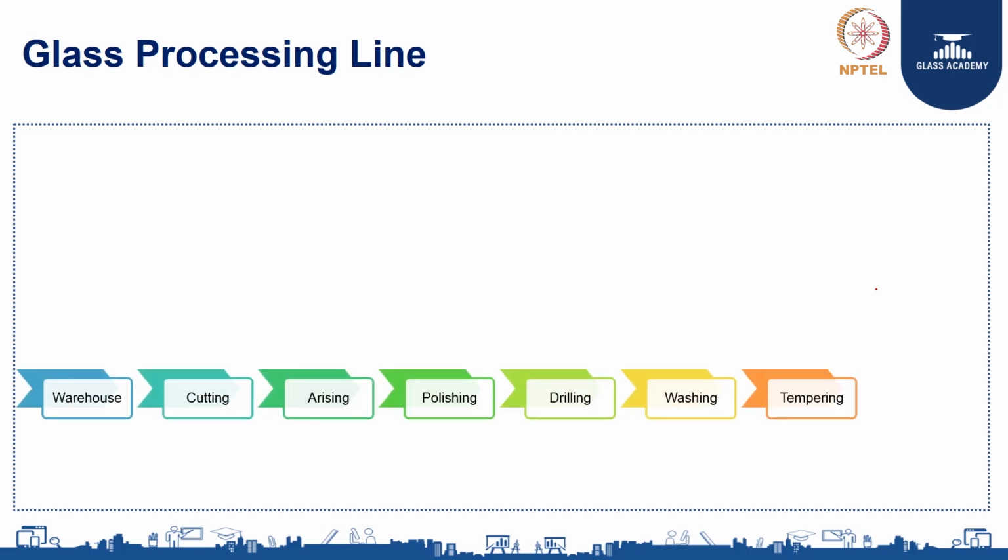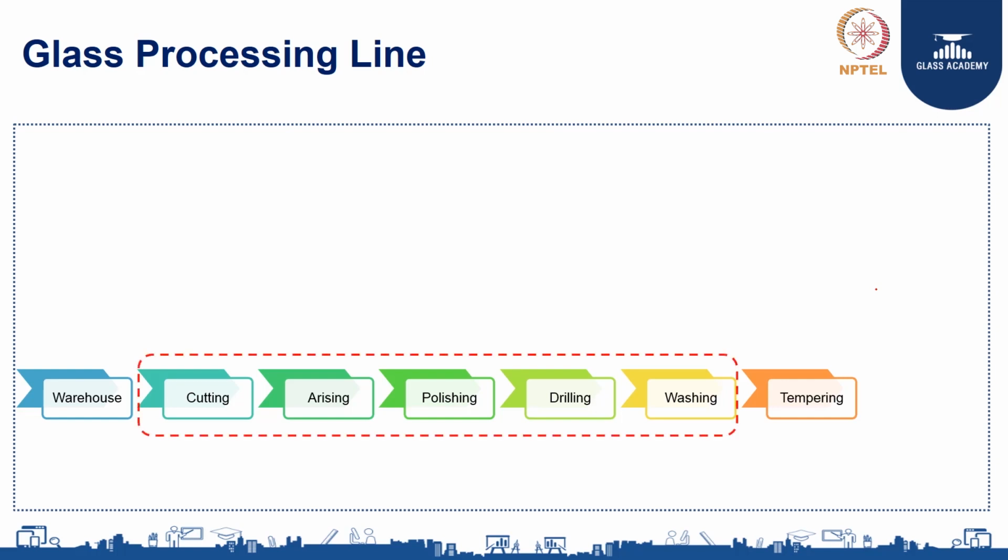This is the most common processing line worldwide. You can see here warehouse, cutting, erasing, polishing, drilling, washing. This, which I indicated in red color, is called the pre-processing department or zone. Okay, and next is tempering. Basically it's a U shape, or a one shape, as you have seen.